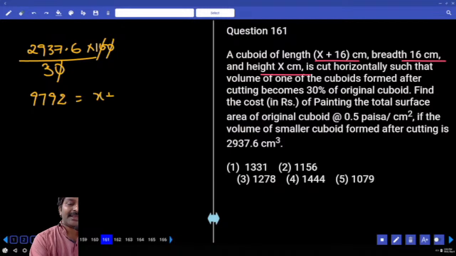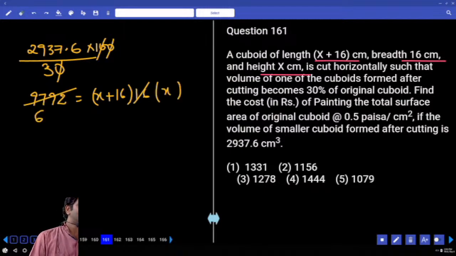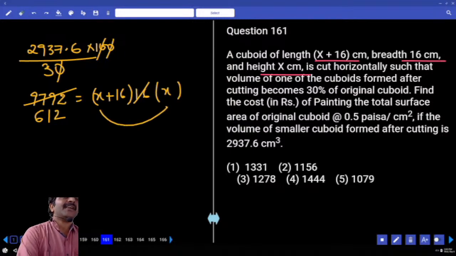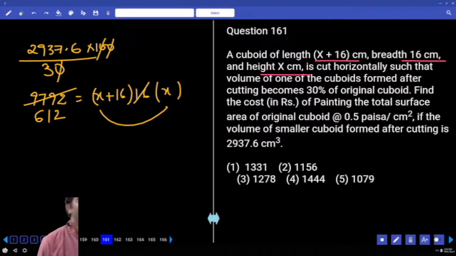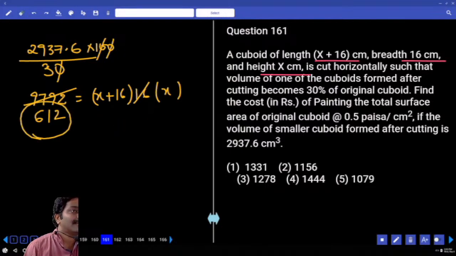Length is x plus 16, breadth is 16, height is x. 16, 6 times 96, 1 and then 2, 612 we have. That should be written as x into x plus 16, correct? If you concentrate on right hand side, you have x square plus 16x only. X square plus 16x in the sense x value is going to be less than under root of this fellow.